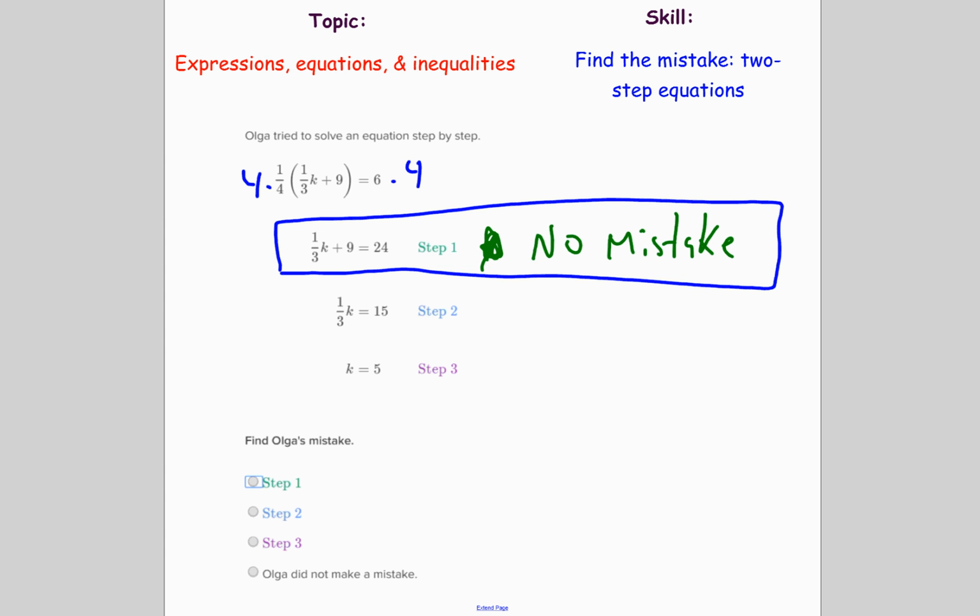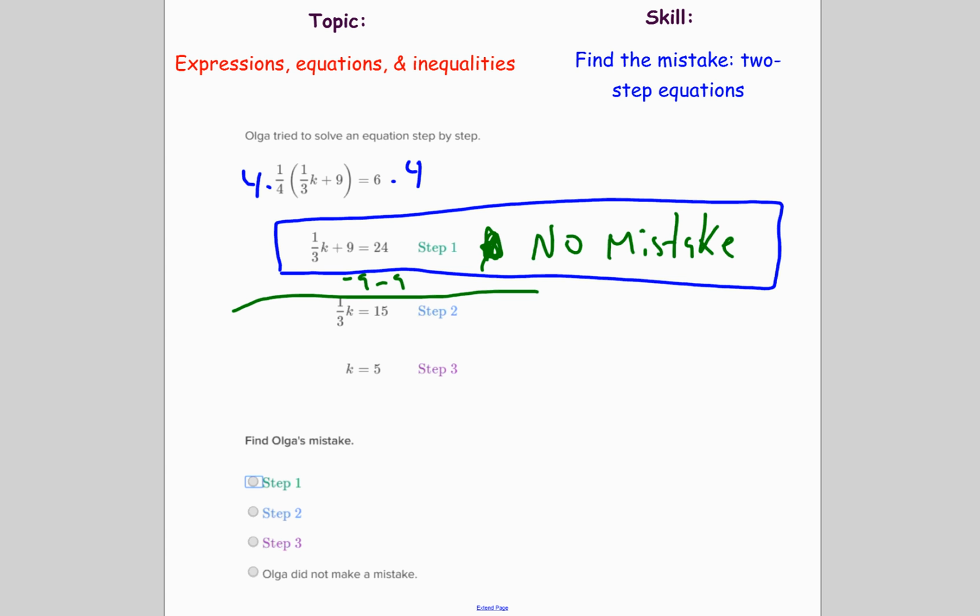Now, could there be a mistake in the rest of the problem? Absolutely, but not in that first step. So it's just a different way of solving the problem. Now, it looks like they subtracted 9 from both sides. If you do that, you get 1/3 k plus 9 minus 9 becomes just 1/3 k. That looks good right there. And 24 minus 9 is 15. That looks good. So 1/3 k equals 15.